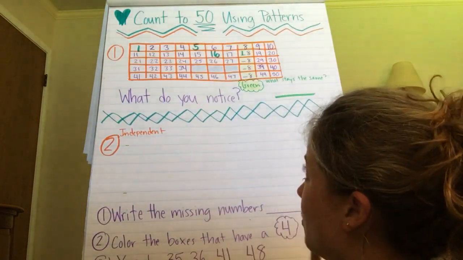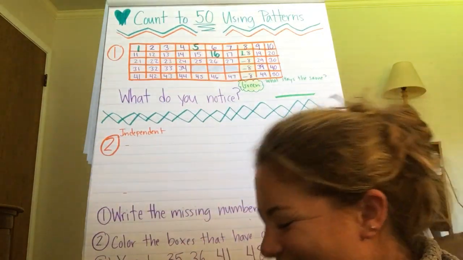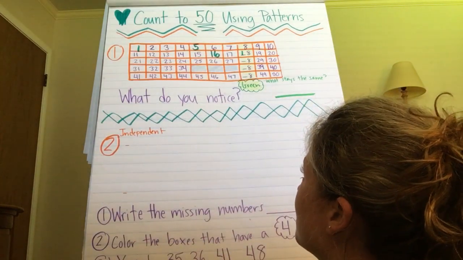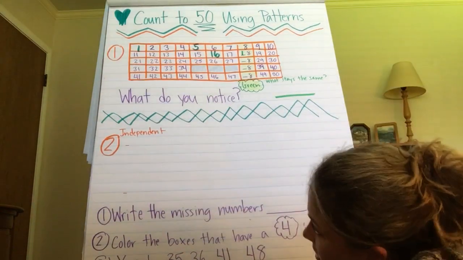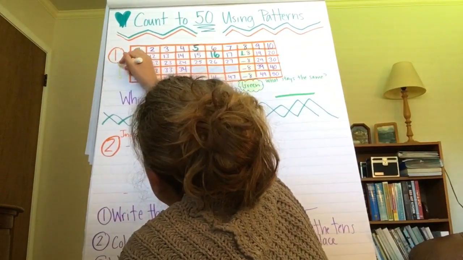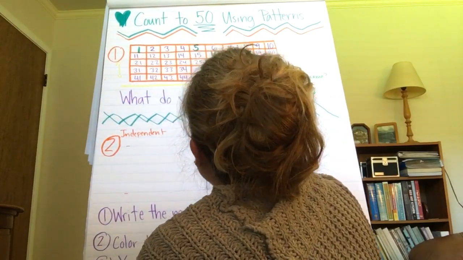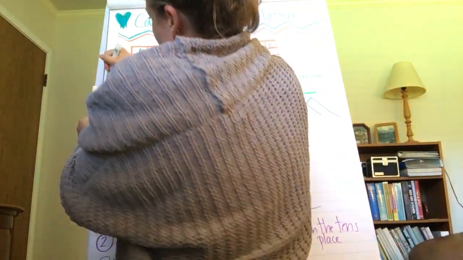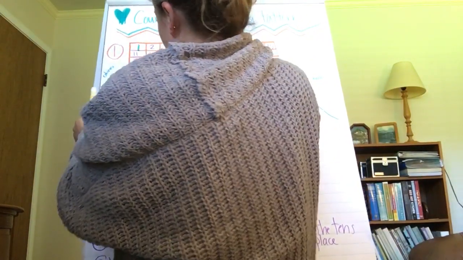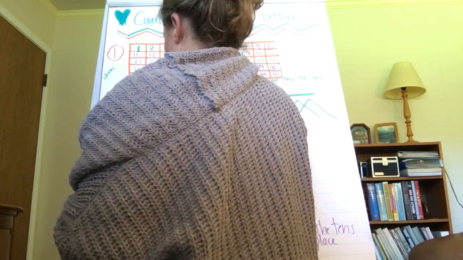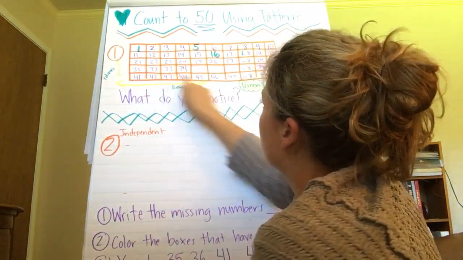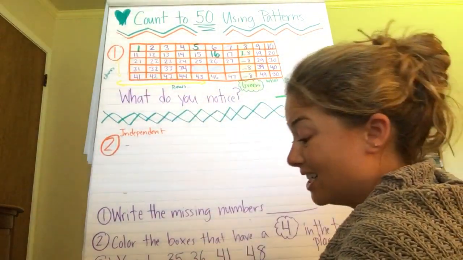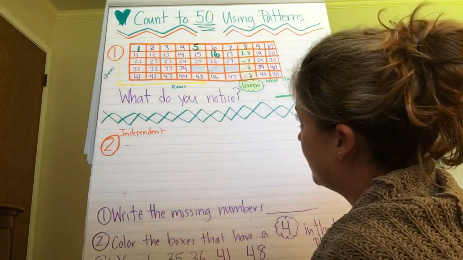Friends, can you tell me which row of numbers has a 2 in the tens place? So friends, columns are up and down, but rows are left to right, okay? So this is columns, this is rows. Columns, rows. Which row has all 2's in the tens place?